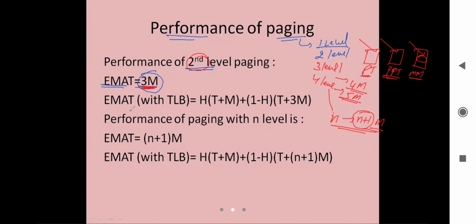What about the effective memory access time with TLB in case of two level paging? Firstly we check the hit ratio, then T is the TLB access time and M is the main memory access time, plus 1 minus H, which means the miss ratio, then T is the TLB access time and the main memory access time is 3M. If it is a miss, then the main memory access time is 3M. So till this part, is it clear?